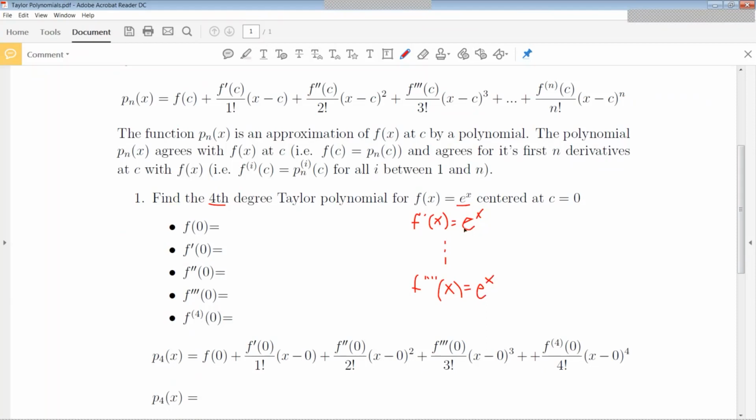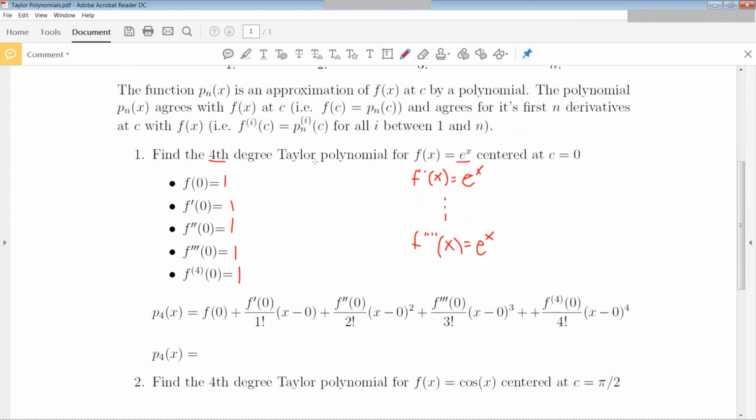Now remember, we're not looking for these functions, we need the values of these functions at 0. Well, we need to plug 0 into the function. E to the 0 is 1. Well, wait a minute, all the derivatives of e to the x are e to the x. And so again, e to the 0 is 1, e to the 0 is 1, e to the 0 is 1, and e to the 0 is 1. And so what we end up getting is 1 for all of these outputs. And so now we need to construct a polynomial that has 1 for its output of the function at 0, that has a slope of 1 at 0, that has a concavity of 1 at 0, that has a 3rd derivative of 1 at 0, and a 4th derivative of 1 at 0.